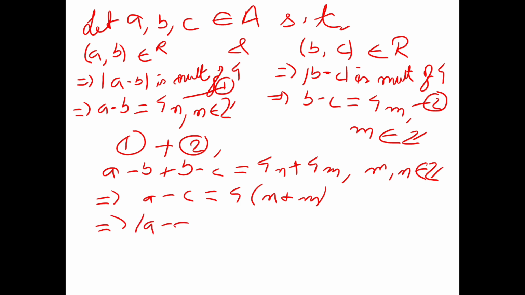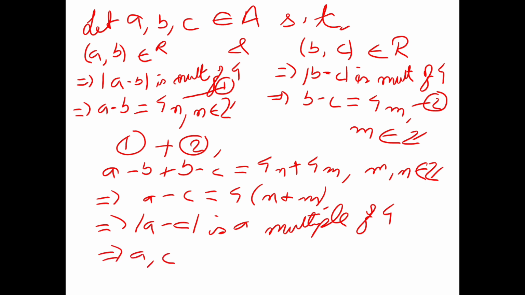A minus C is a multiple of 4, so A is related to C. First element is related to second element, second is related to third, and first and third are related, that means R is transitive.